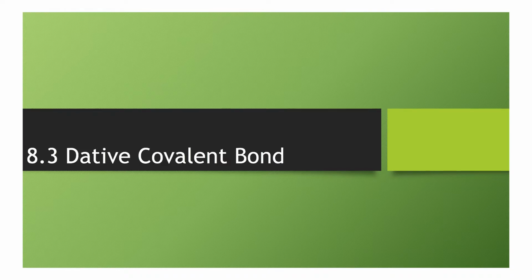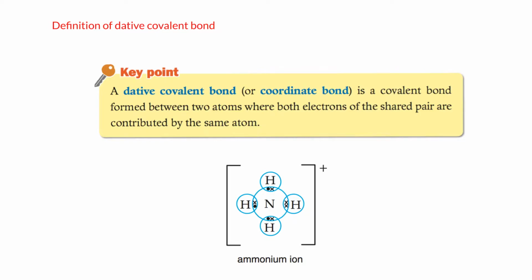In this video we are going to talk about the dative covalent bond. Before we learn how to draw a dative covalent bond, first of all we have to know the definition of a dative covalent bond. A normal covalent bond is formed by sharing of outermost shell electrons between two atoms. Each of the atoms has to contribute the same amount of electrons, forming the shared pair. But in a dative covalent bond, it is different.